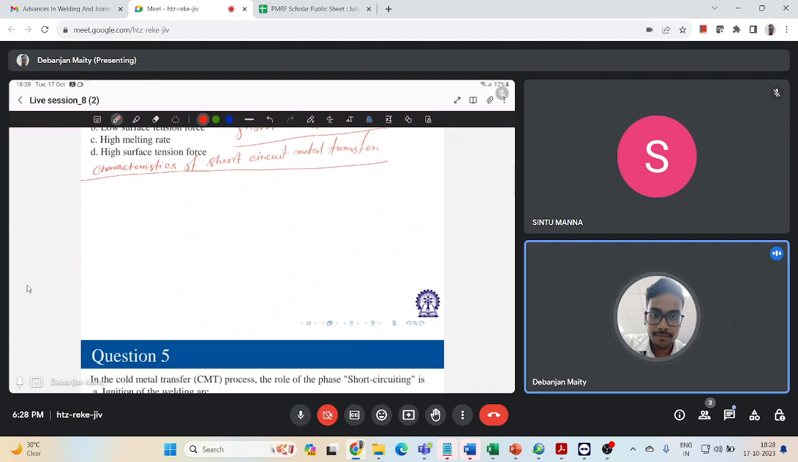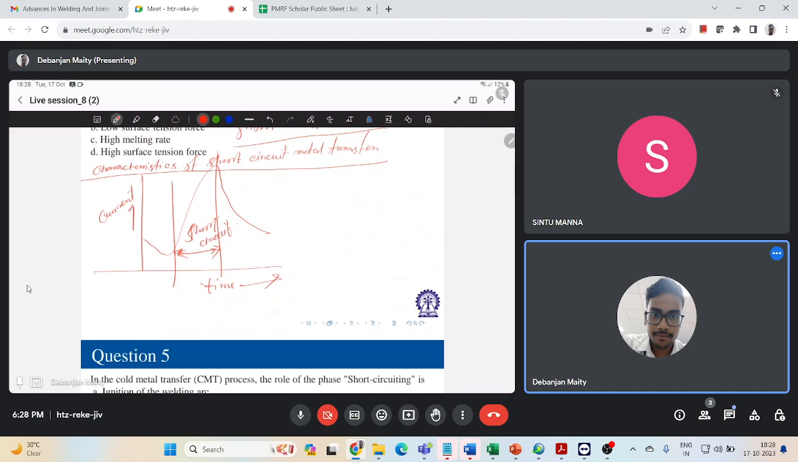And after short circuiting, your welding current flow increases abruptly. So if you're plotting your current versus time, initially it was like this, and there will be some abrupt change in your welding current because you are short circuiting. So here my short circuit is taking place. So this is my current, this is my time. So in this region, there will be abrupt increase in my current.